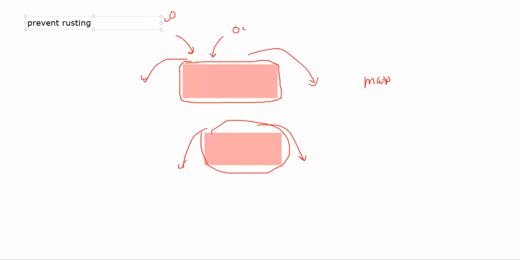So how can we prevent rusting? There are different ways to prevent rusting. Actually, water and oxygen are not removing that layer. Just a minute, I will answer the discussion, and then how to prevent rusting.